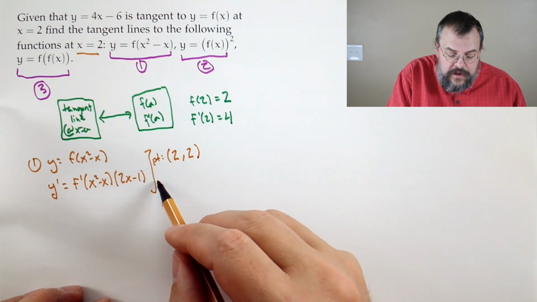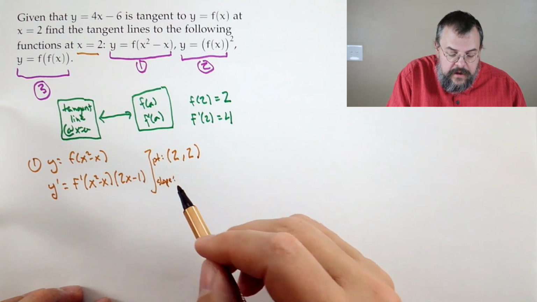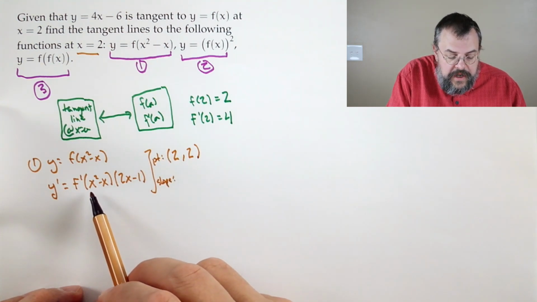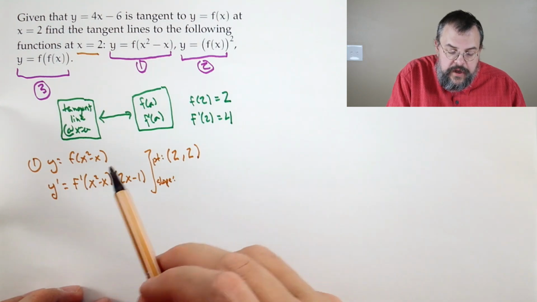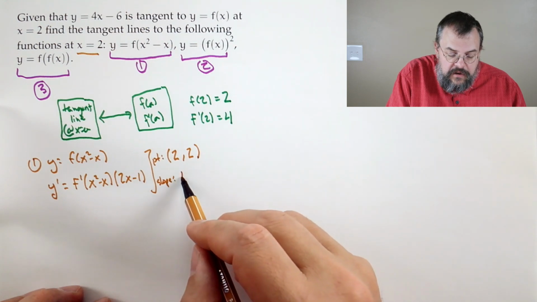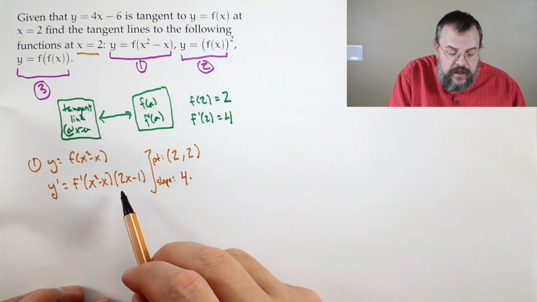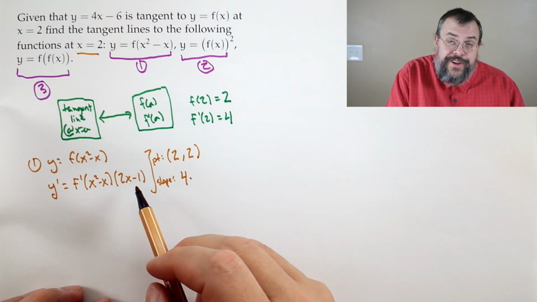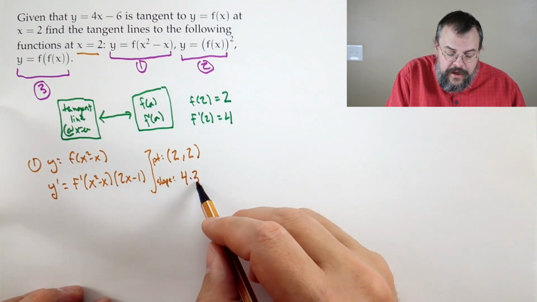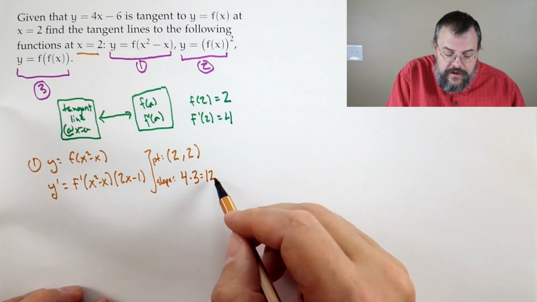What's our slope? Well, plug in 2. 2 squared minus 2 is 2. F prime of 2 is 4. So this will be 4 times, then 2 times 2 is 4 minus 1. Well, that's 3. 4 times 3, which is 12.